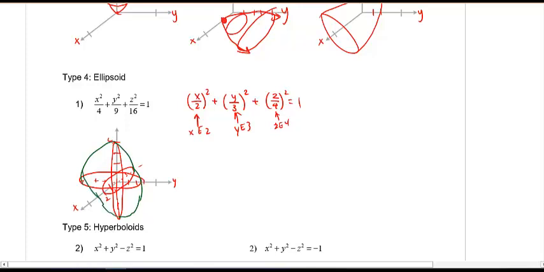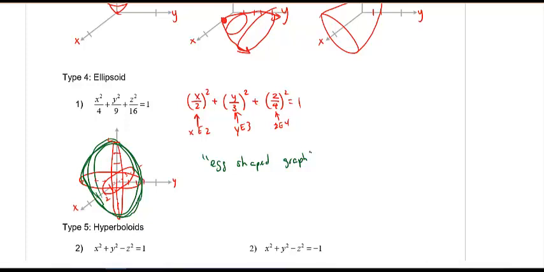That didn't draw very well, but hopefully you can envision that this will be what they call an ellipsoid. This is what I call an egg-shaped graph. This outline in green is supposed to be the shape of an egg. Think of a 3D shape like an egg, and that's what you get for an ellipsoid.